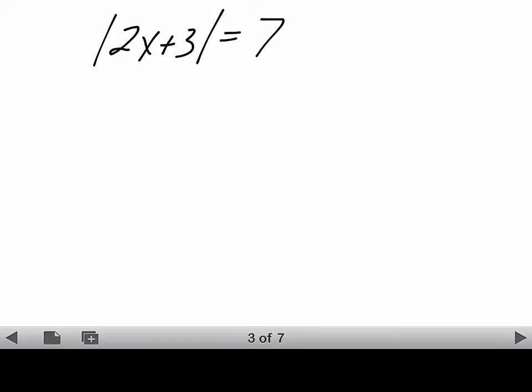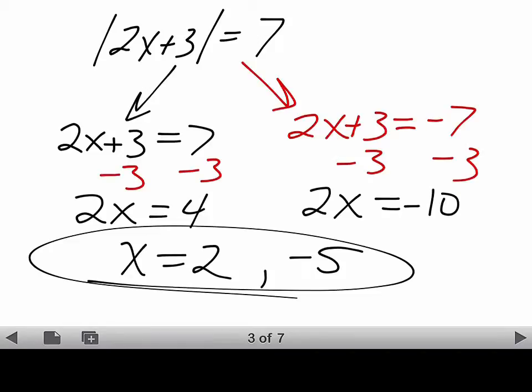Here's an absolute value equation that I'd like for you to try on your own. And here's the worked out solution so that you can check your work.